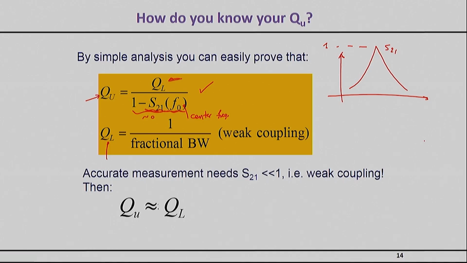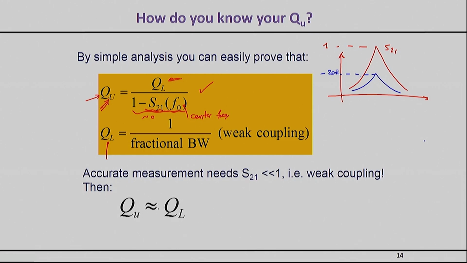And that's bad because any measurement error you make in the S21 will automatically translate to a big measurement error in Q unloaded. So once again, even though it's possible to use this equation to derive your Q unloaded for any level of S21, the real world measurements always have S21 at very low levels. And in fact, the lower the level, the better.